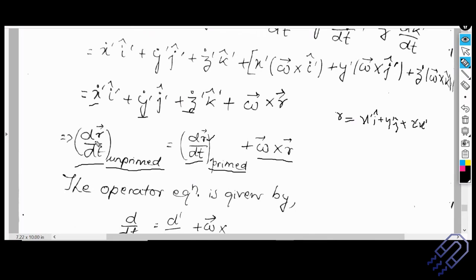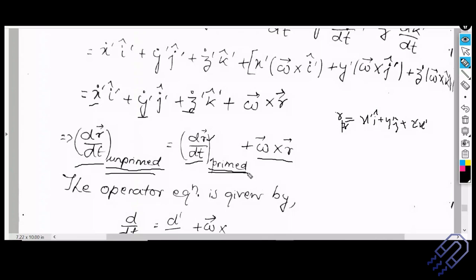And if you're writing it down from the unprimed system, we can simply write it down as nothing but this. I'll just use this as r prime, and this will be a better way to remember it. And this will be nothing but the unprimed system. So you have a relation between the unprimed set of coordinates and the primed set of coordinates.